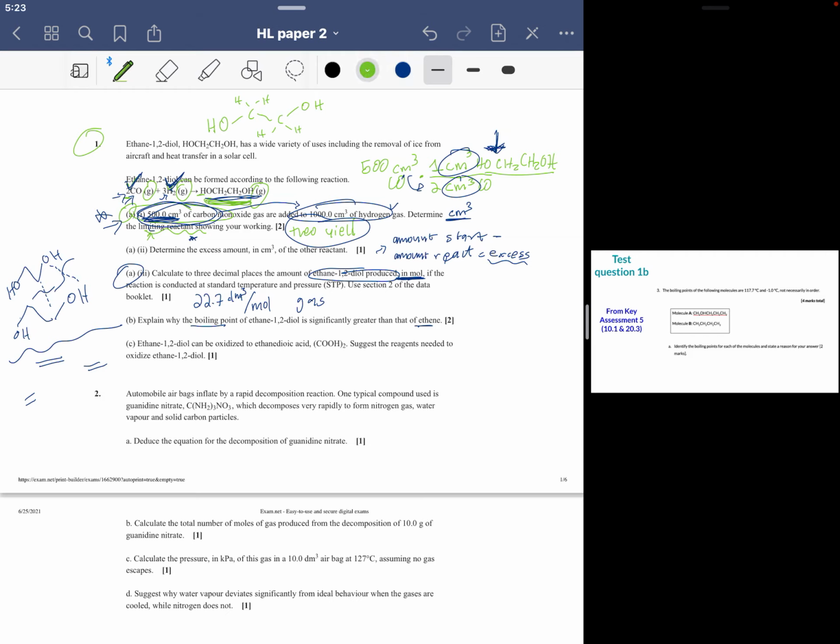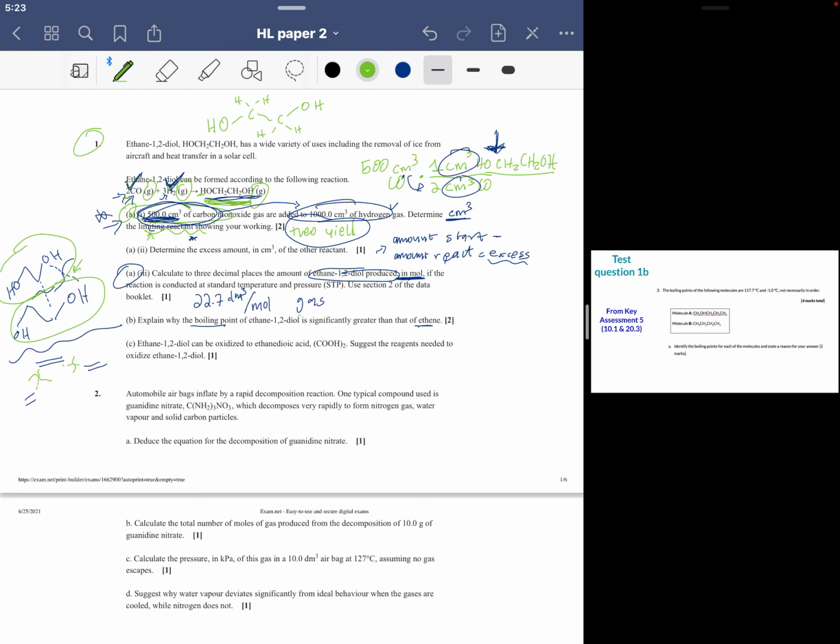Some people are still confusing IMF, like hydrogen bonding, with covalent bonds. So when I boil or melt, I do not break a bond within the molecule. All I'm doing is separating one molecule from another by breaking IMF. Same thing here. In order to boil or melt ethene, you would interrupt intermolecular forces. So now we just need to figure out which molecule can make stronger intermolecular forces, very similar to what you did in Key Assessment 5.